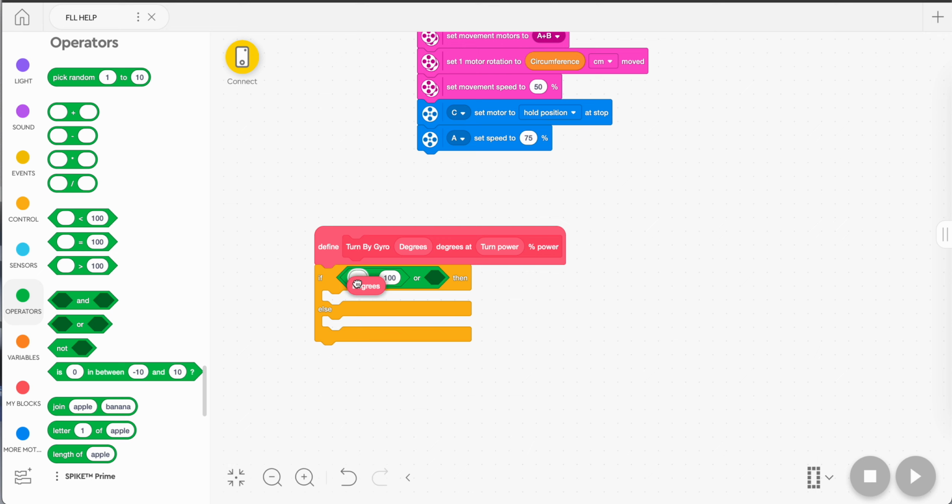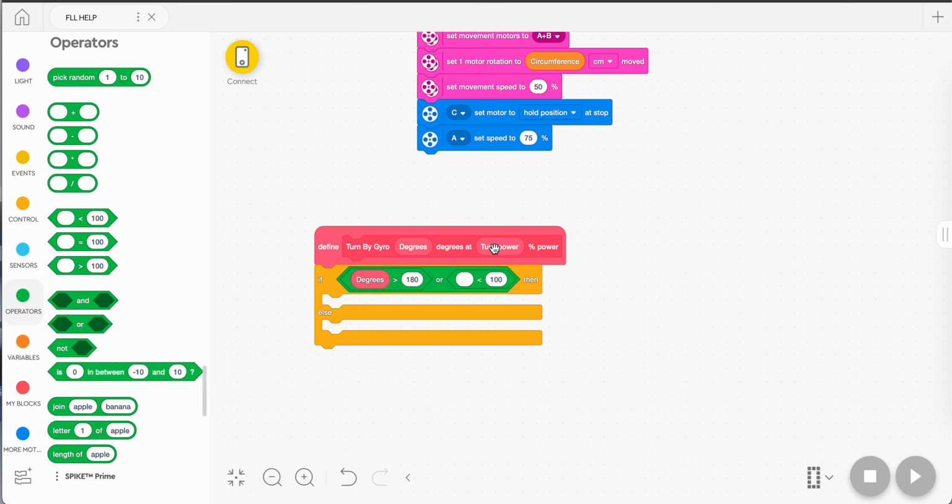Grab a degrees. And instead of 100, we're gonna name it 180. Now grab the same thing, but not an arrow pointing a different way. Grab an equals. Put in turn power, 180. Bam. There you go.